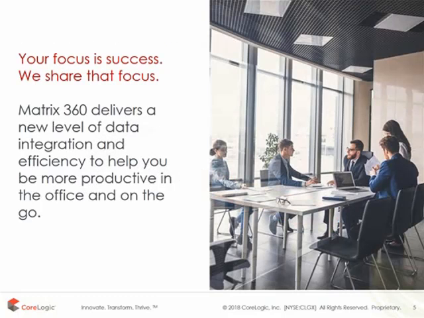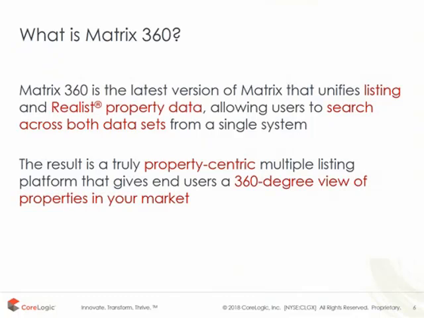We're here to help you be successful. And Matrix 360 delivers a new level of data integration and efficiency to help you be more productive in the office and on the go. Here's how we do that. Matrix 360 takes the listing data, the mallet, and the RealList property data, the crowbar, and allows you to search across both data sets from a single system, the hammer. The result is a truly property-centric multiple listing platform, Matrix 360, that gives you, the end user, a 360-degree view of the properties in your market.